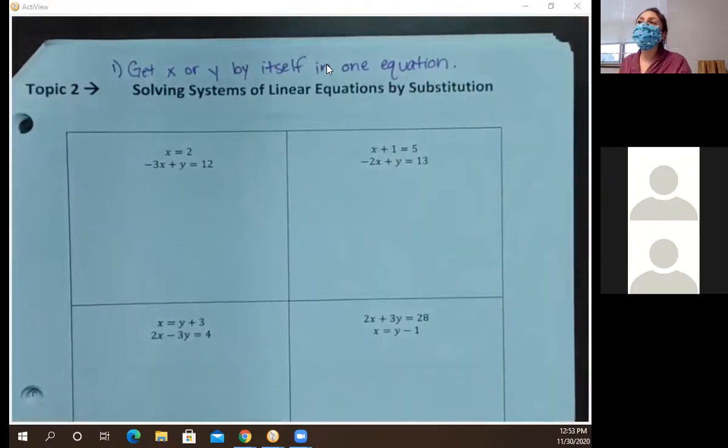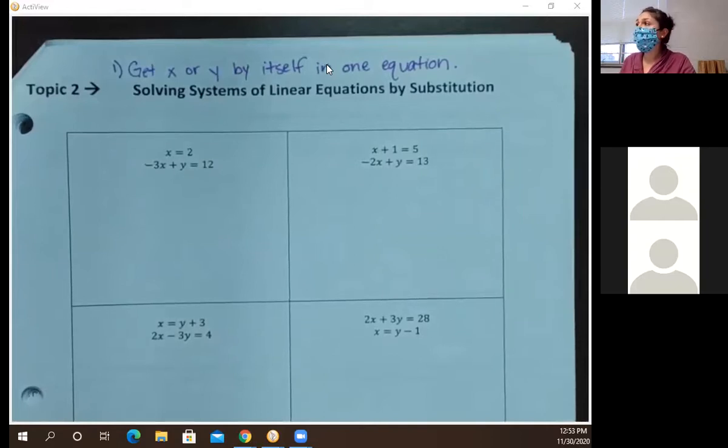It doesn't matter which equation you pick. It doesn't matter which variable you pick. I'm going to encourage you to make choices that make the work easier on yourself, but you can solve any system of equations by substitution by solving for either variable in either equation. It doesn't matter. Just some of those options are going to be easier than others. Then once you have a variable by itself in one of those equations, you're going to substitute what that variable is equal to into the other equation, okay?